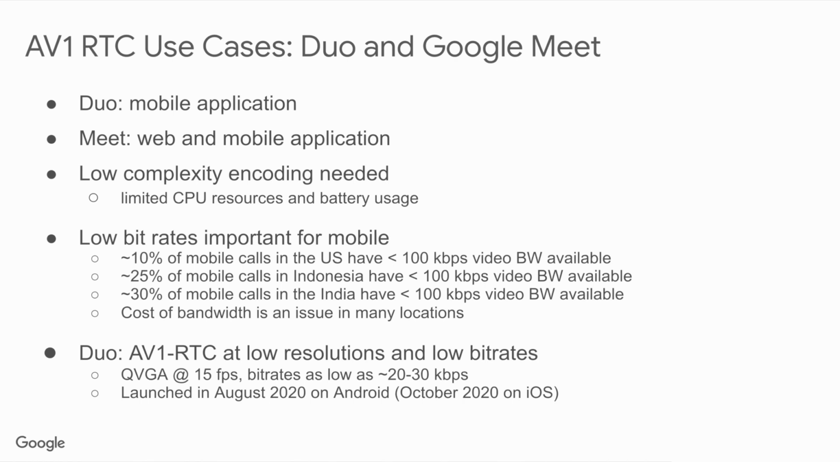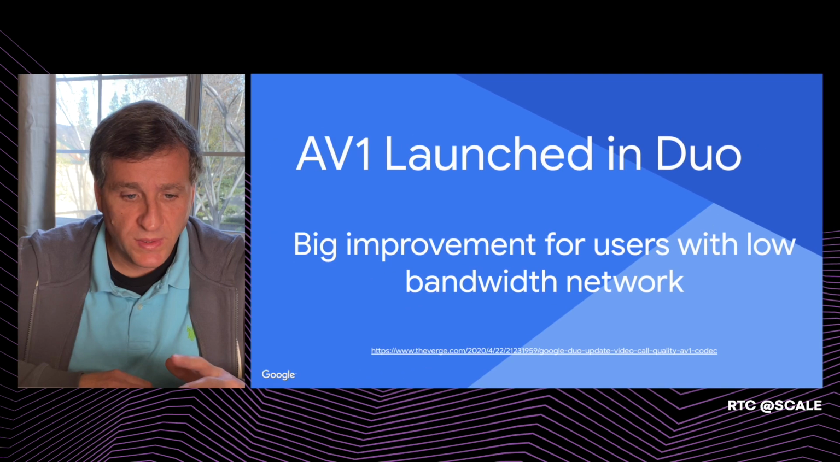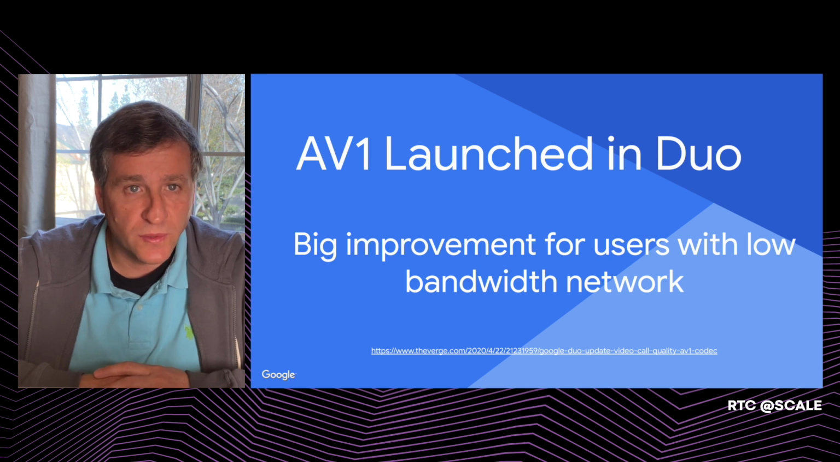And you can see that the cost of the bandwidth is a very important issue in many locations. So for Duo, the libaom AV1 encoder was specifically used for low resolutions and low bit rates. Low resolutions meaning quarter VGA and below, and bit rates as low as 20 to 30K. libaom AV1 in Duo was released around August, September 2020. In the next slide, this was just an announcement, the link to the announcement about the upcoming release in 2020. Since then, we've gotten a lot of good feedback, and it's been a really big improvement for users with low bandwidth.